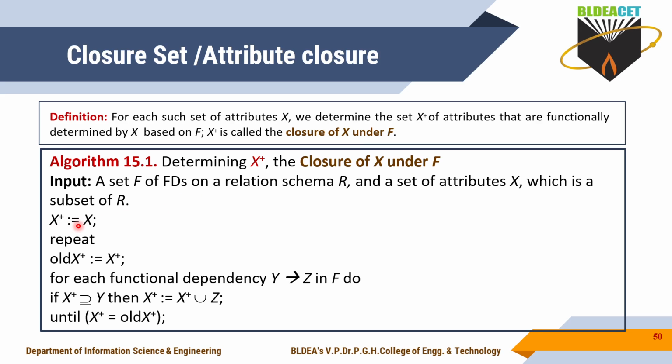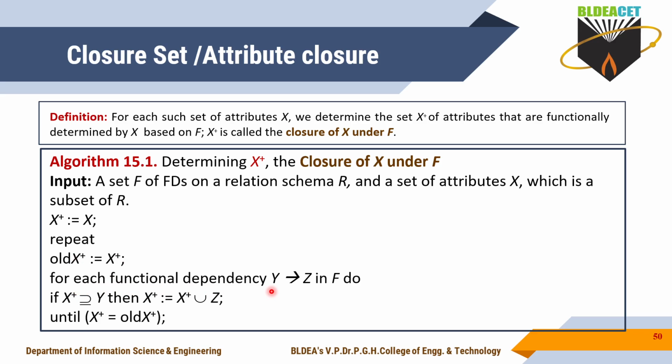So for that, what is the procedure here? X is the set of attributes which are available in this functional dependency set. At present I have only those attributes. That I'll take as the closure of X here. Next I repeat the procedure. What is that procedure? I take one more variable, that is old X plus. This is the X plus, and later I'll try to get the remaining attributes, which I'll take as X plus here.